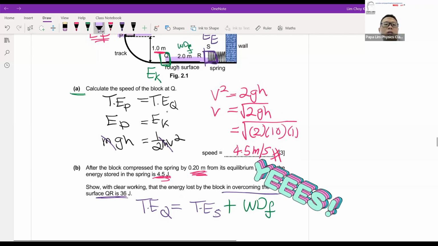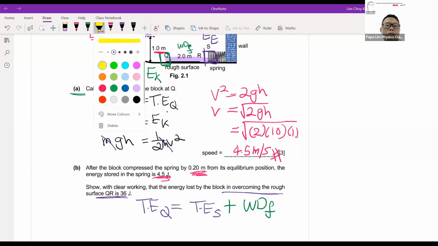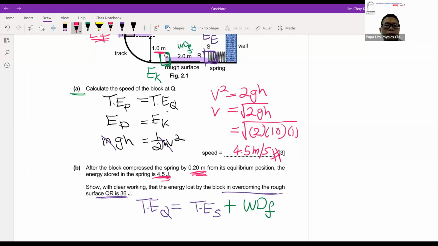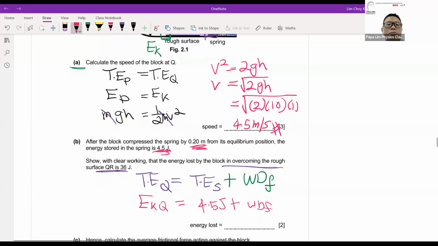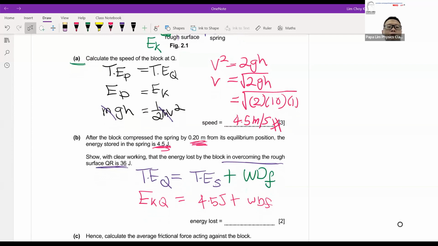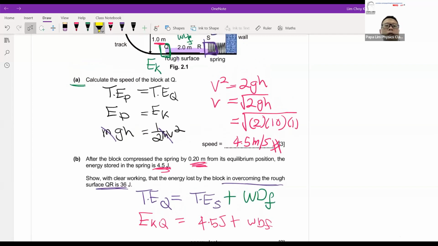When we look at the initial energy, there's only one energy, which is the kinetic energy at Q before entering. After passing through the rough surface and ending up on the spring, the energy will be the spring energy, which is 4.5 joules, plus the energy for the friction. And EQ you actually found already. EQ is half mv squared, or what we call mgh, which is the answer here.